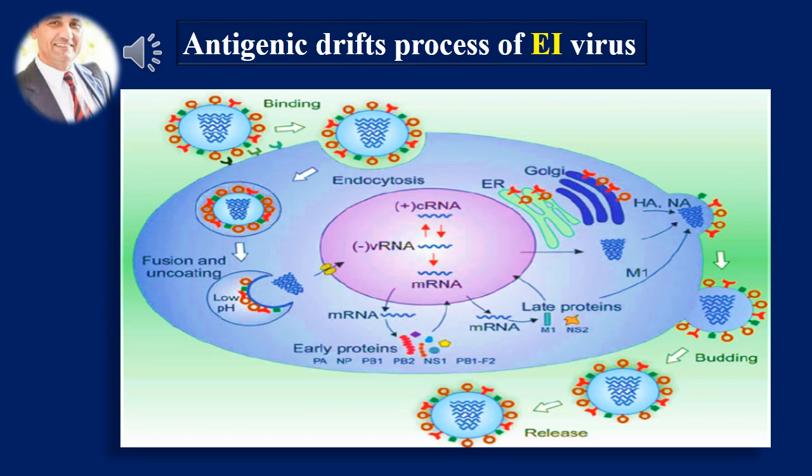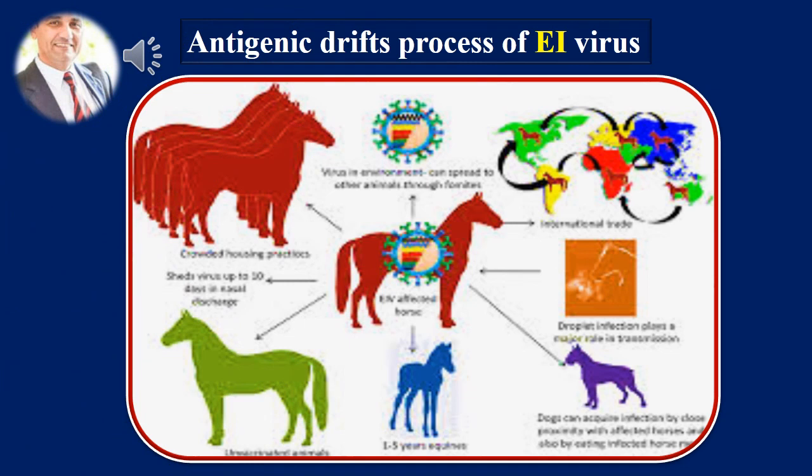Entrance of several hosts by these viruses over a certain period of time will lead to the occurrence of antigenic drift and formation of new strains of equine influenza viruses, and this is the cause of several outbreaks that occurred during the last decade. This picture explains the antigenic drift process by infection of specific and non-specific hosts by equine influenza viruses.